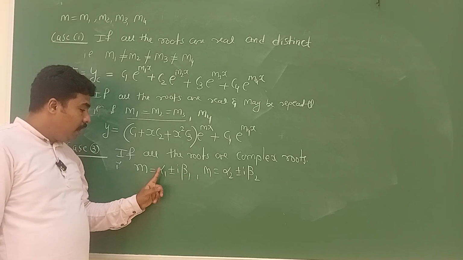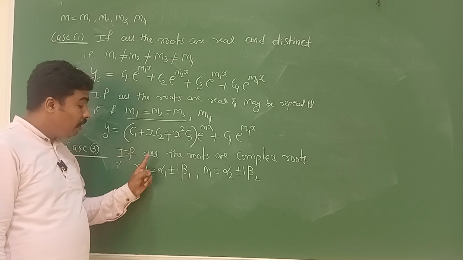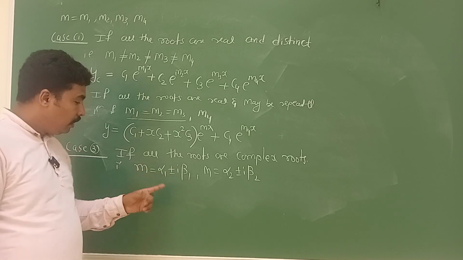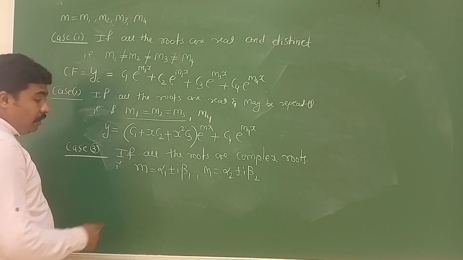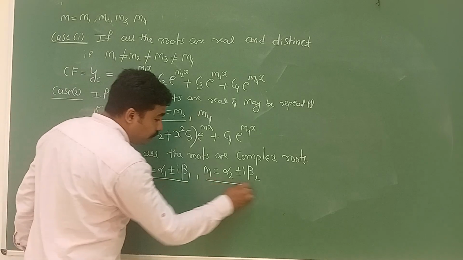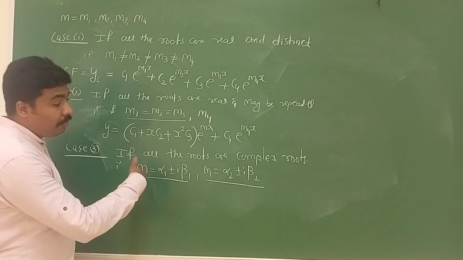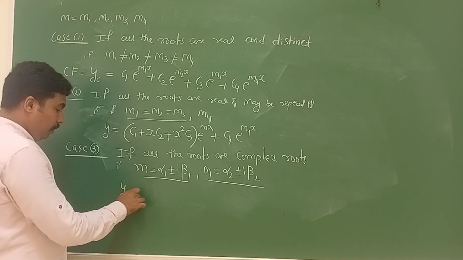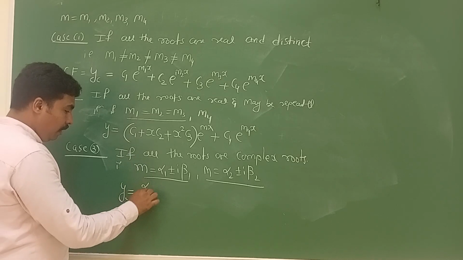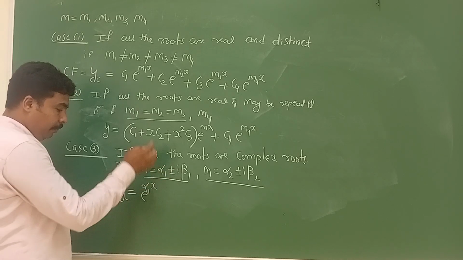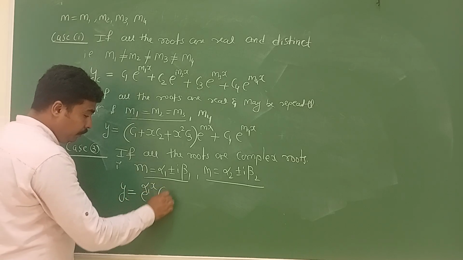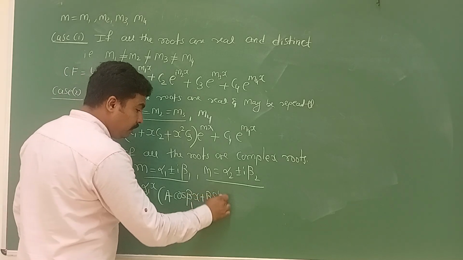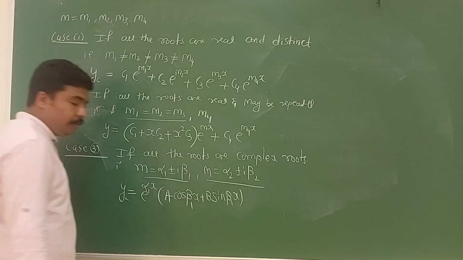Plus or minus is there: alpha plus i beta 1 is one root, alpha minus i beta 1 is another root. Since they are complex roots, they are always conjugates of each other. That is the reason we have written like this. So whenever complex roots come and they are distinct complex roots, how do we write the complementary function? y equal to, or yc equal to, e power alpha 1 into x, a cos beta 1 into x plus b sin beta 1 into x.